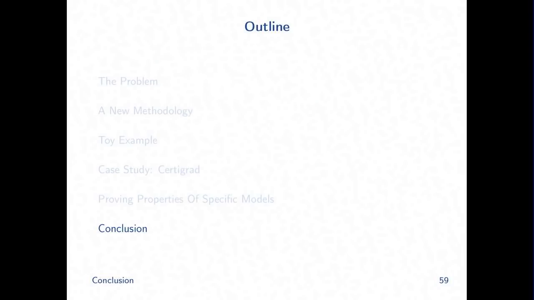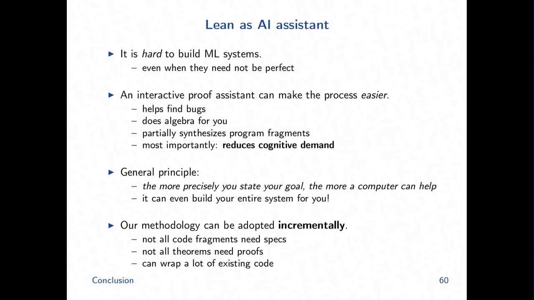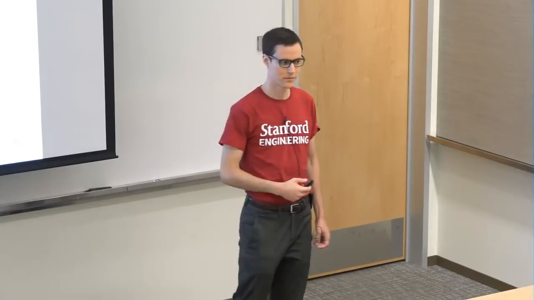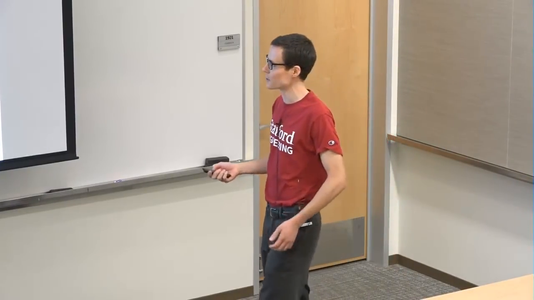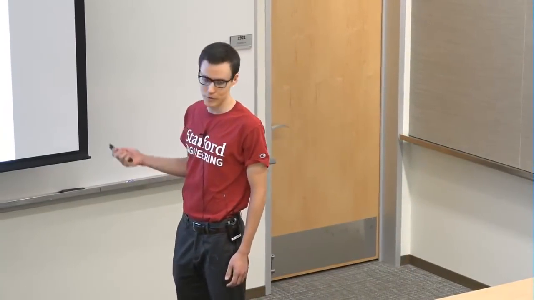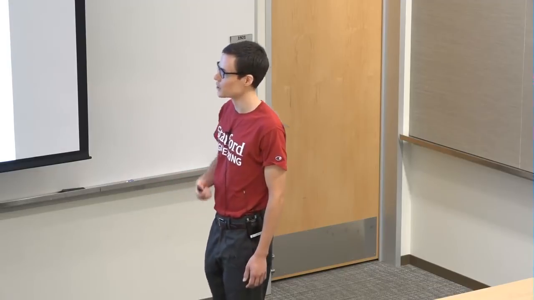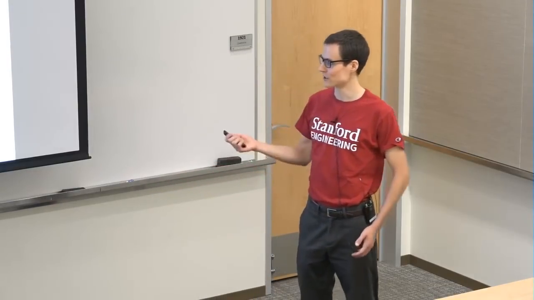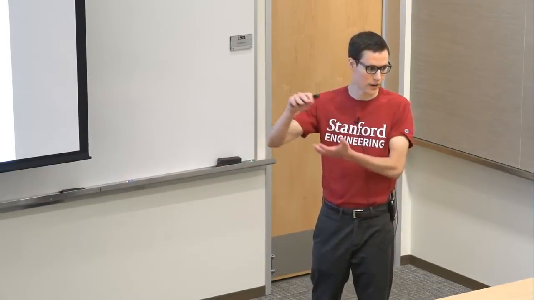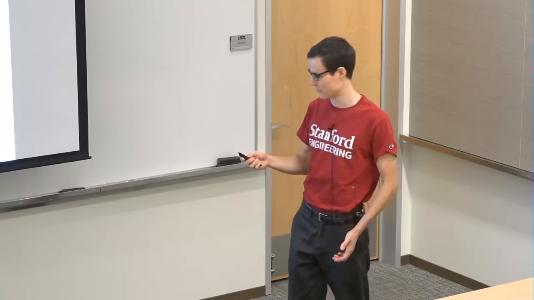And with that, I'll try to start wrapping up. So it's hard to build machine learning systems, even when they don't need to be perfect. An interactive proof assistant can make the process easier, not just facilitate perfect code or bug-free code in the limit of developer effort, but it can actually make the process easier in many ways. It can help you find bugs, as we saw. It can do algebra for you. It can partially synthesize program fragments or let you figure out what programs need to return in various branches.